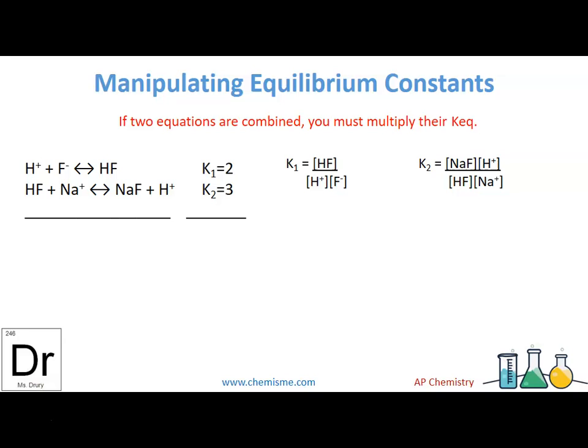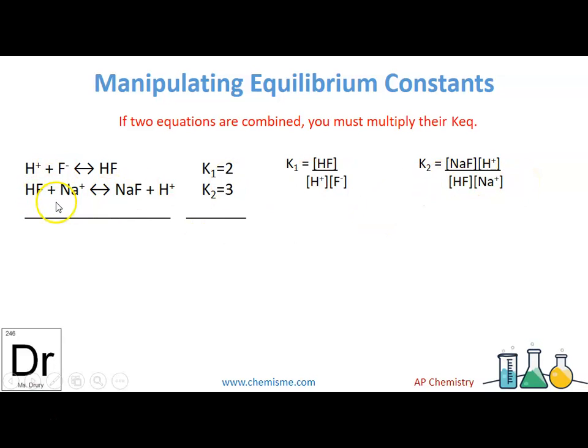Last, if 2 equations are combined, you must multiply their Keqs, and this one's a little less intuitive at first. So the first reaction I have here is hydrogen ions plus fluoride makes HF, and its K value is 2, meaning it's product heavy, and it's products over reactants, right? So HF over H ions and F ions. The second equation I have is hydrofluoric acid reacted with sodium ions and made sodium fluoride and hydrogen ions. It was even more product heavy, and this was its K value. So products of NaF and hydrogen ions divided by the reactants of hydrofluoric acid and sodium ions.